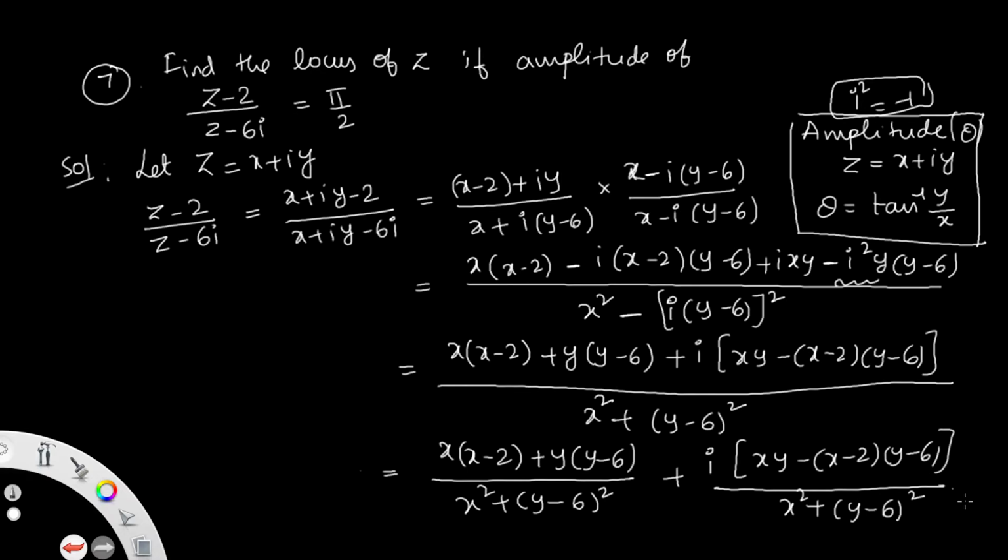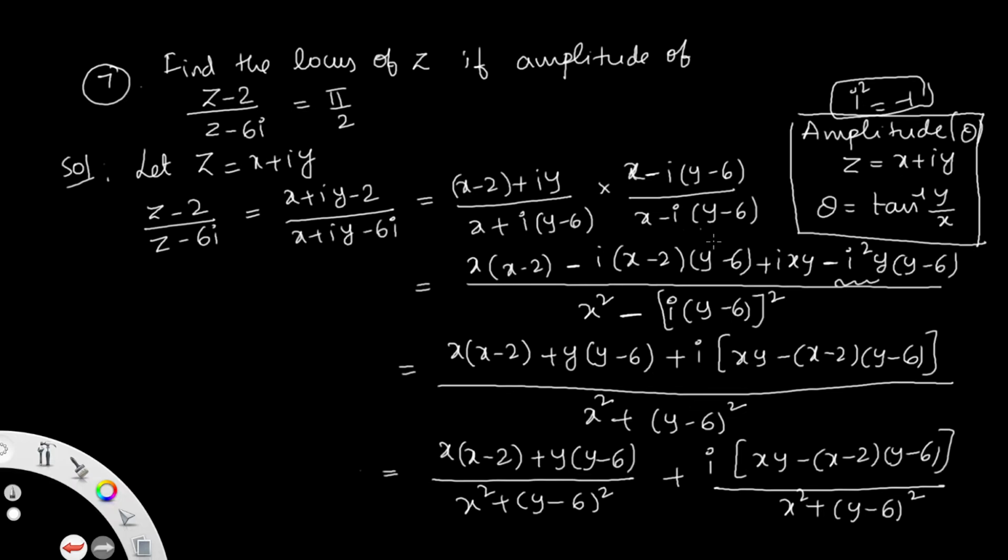We have to find the locus of z, where z equals x plus iy. Wherever z appears, you write x plus iy. So x plus iy minus 2 by x plus iy minus 6i. On simplification, x minus 2 plus iy by x plus i into y minus 6. Multiply and divide by the conjugate for simplification: x minus i into y minus 6 by x minus i into y minus 6.